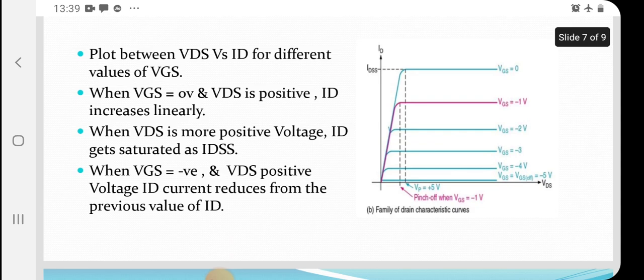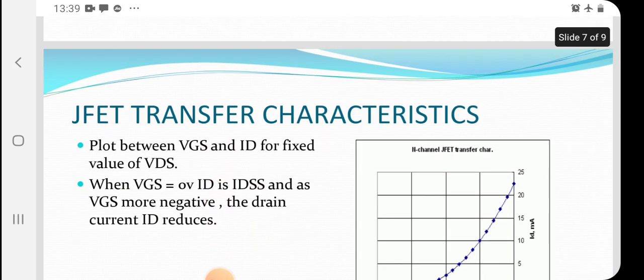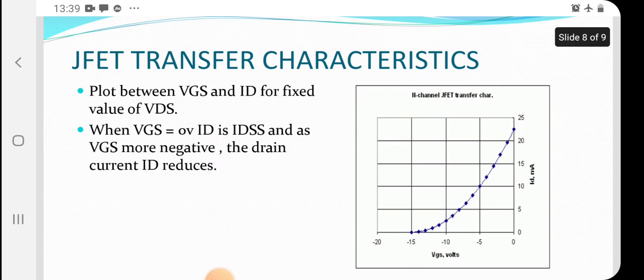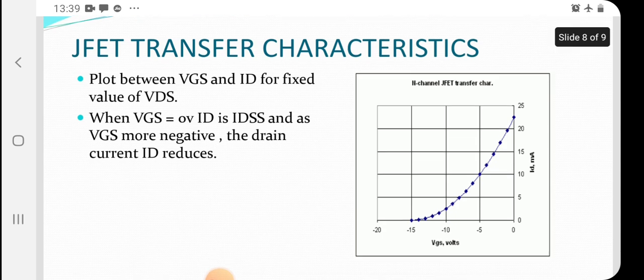Now next, you make your gate source voltage negative and VDS is positive. Again here you find the drain current now reduces from the previous value of ID. So this is the transfer characteristics of FET. It is a plot between gate source voltage and drain current for a fixed value of drain source voltage. So when your gate source voltage is 0 volt, ID is IDSS, and when VGS is more negative, the drain current ID reduces.